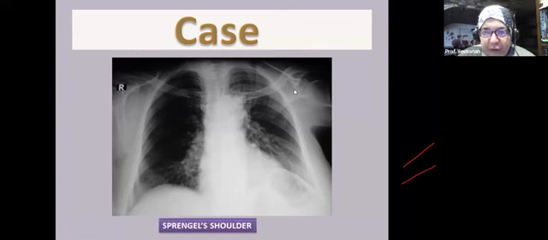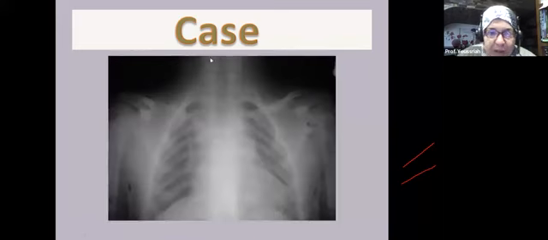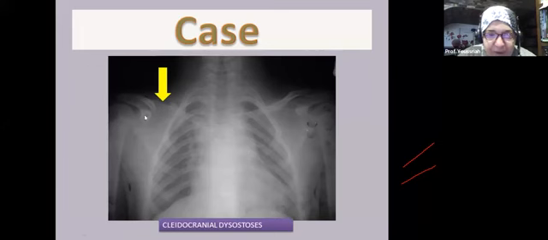This is a Sprengel shoot. It's a congenital lesion. On the right side here, we have a defect. We have some part missing of the clavicle. The middle part of the clavicle is missing. This is cleidocranial dysostosis. In cleidocranial dysostosis, both clavicles may be totally missing.